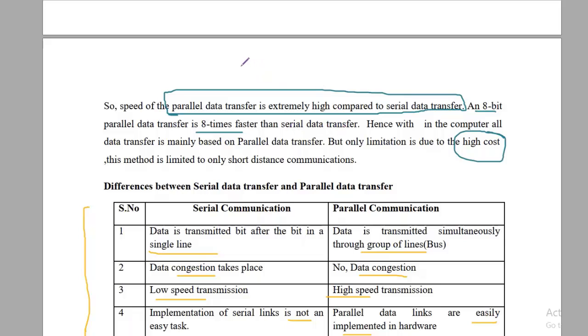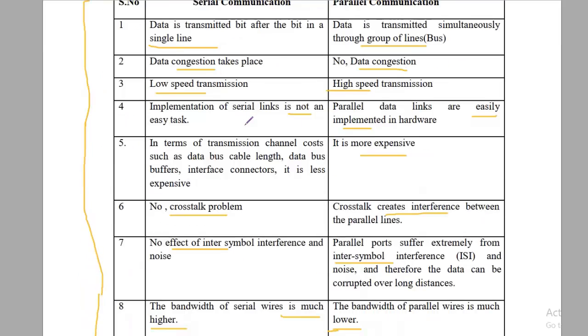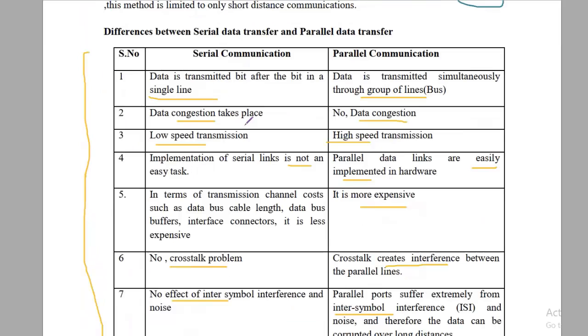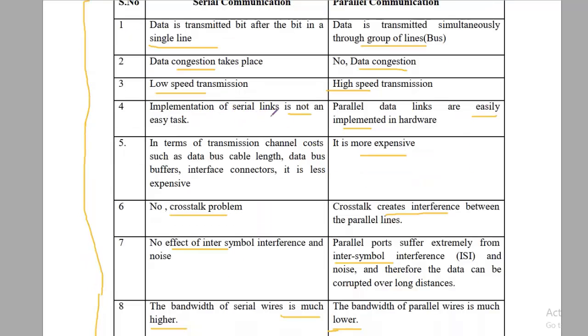In case of serial, we are sending data one by one, but in case of parallel, we are sending data simultaneously at the same time. So the difference between serial communication and parallel communication is that serial has only a single line, while parallel has a group of lines or buses. Serial has data congestion, while parallel does not. Serial has low speed, while parallel has high speed.